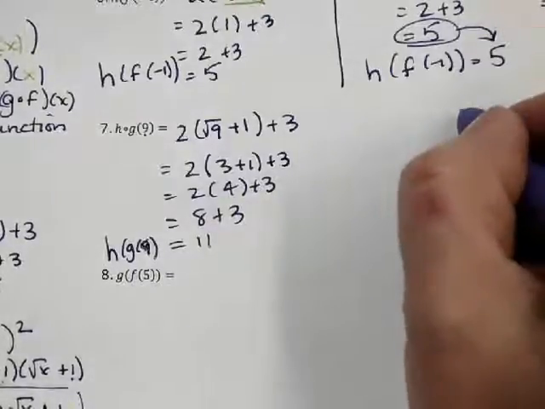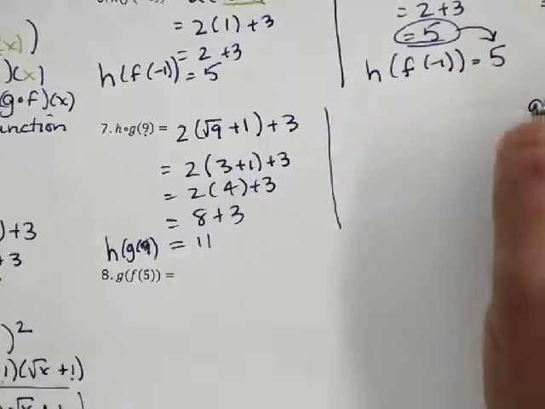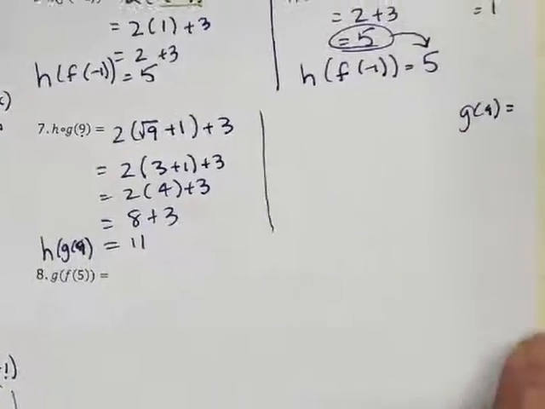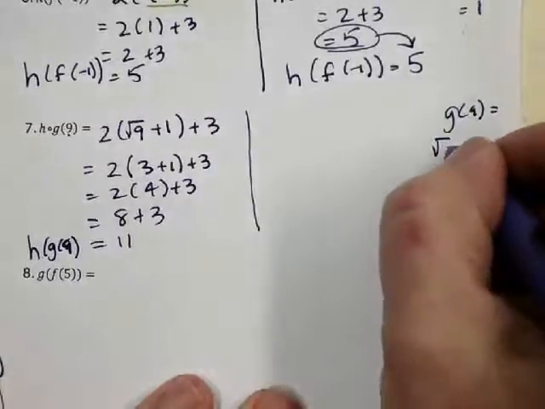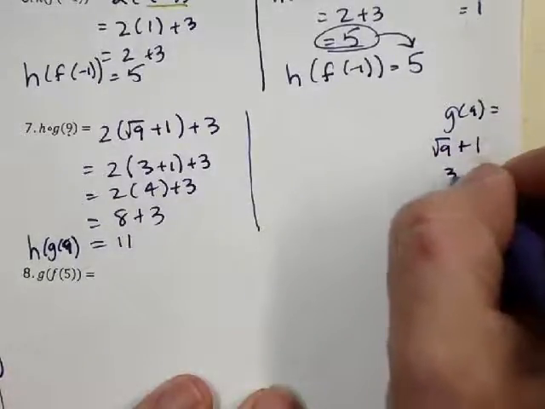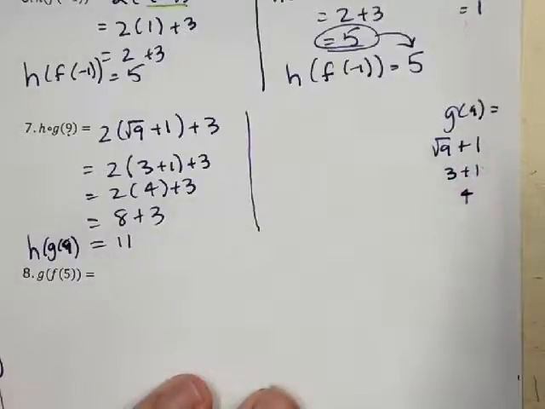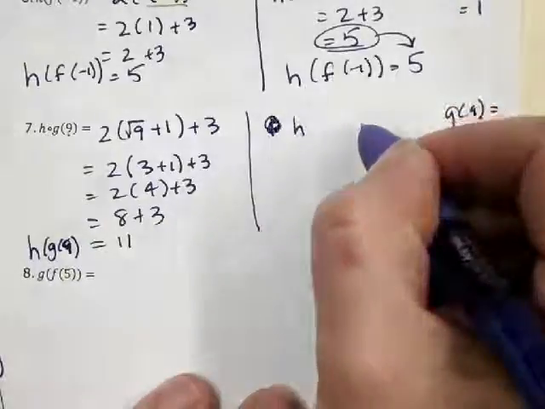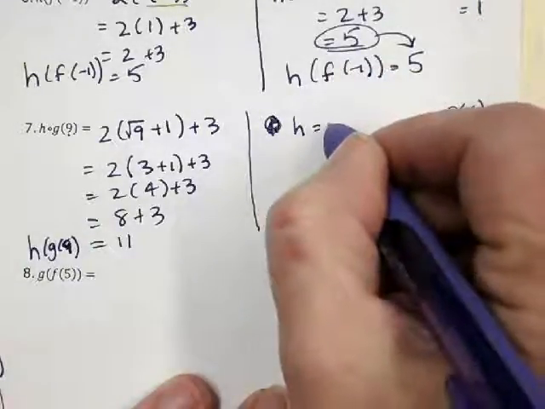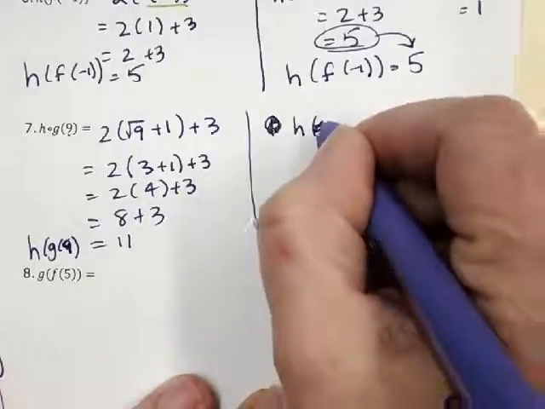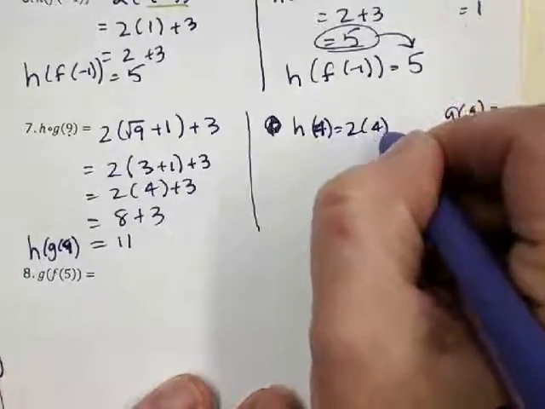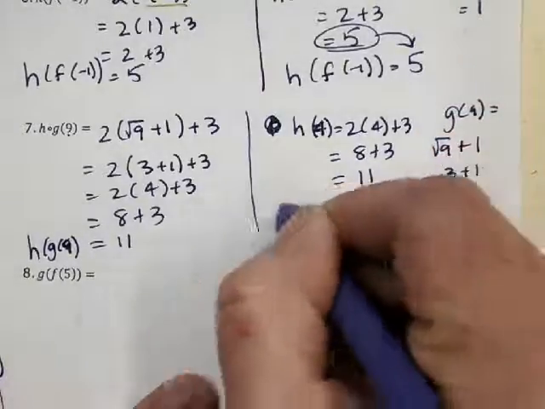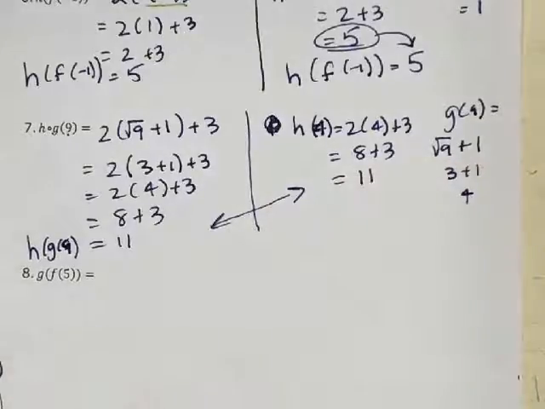Or, if I do g of 9, my g function is the square root of 9 plus 1. The square root of 9 is 3. 3 plus 1 is 4. And then I would put that into h, not f. So h of 4 is 2 times 4 plus 3. 2 times 4 is 8. 8 plus 3 is 11. And you can see I got the same answer both ways.